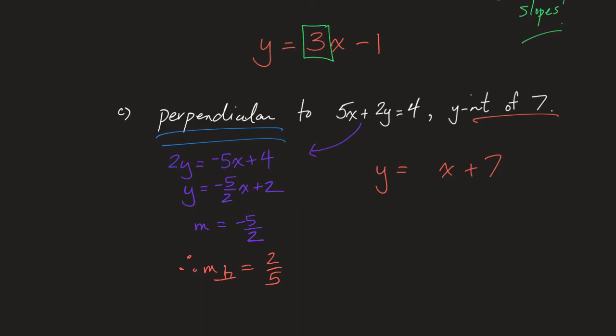And now that I know what the slope of the line I'm looking for is, make sure that that's our coefficient on our x, and we're doing great. So if we got down to that red equation of y equals 2/5 x plus 7, then I think we're doing great.